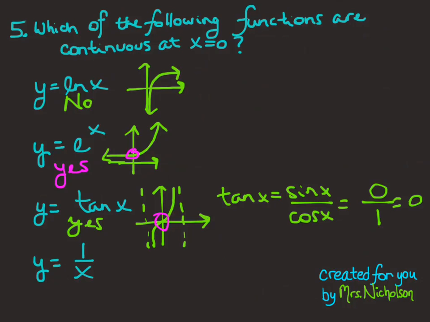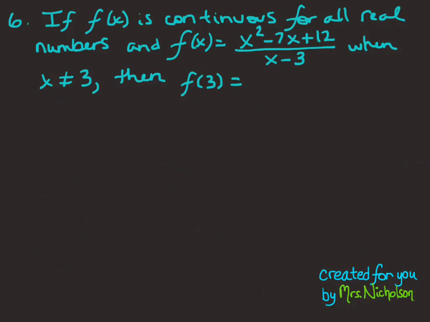Our last one is 1 over x. That's the rational function. The graph looks like this and is not defined at 0. 0 is an asymptote. And actually we could plug 0 into the function 1 over 0 and realize that it's undefined. So this is a no. All right, let's go to the next question.